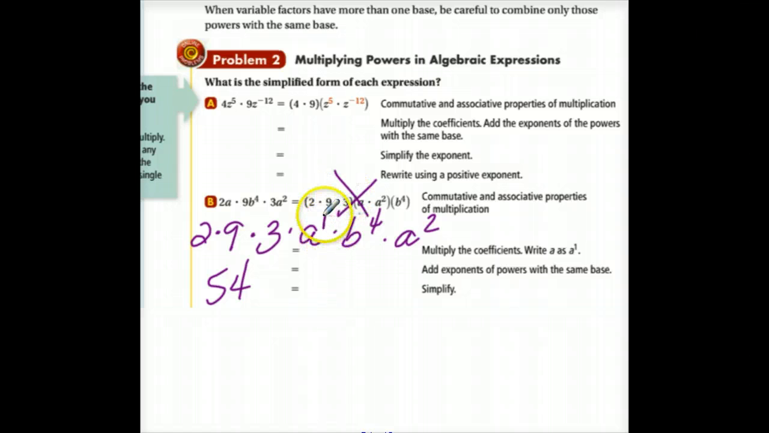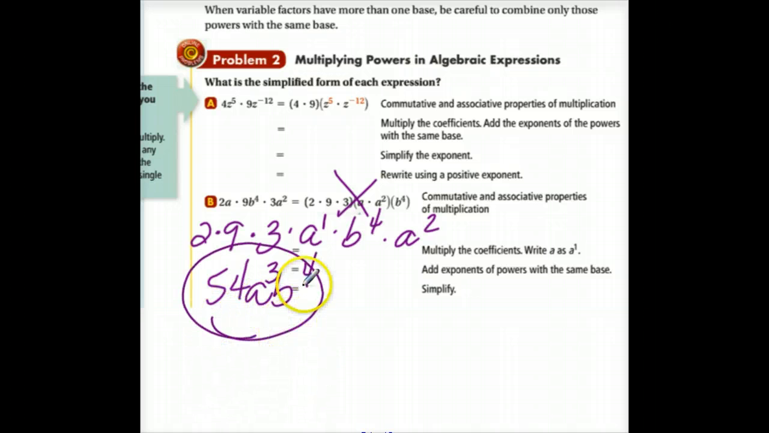A to the 1st power times a to the 2nd power, they have the same base, so I'm going to add the exponents. 2 plus 1 is 3. And b to the 4th just gets to hang out and come along. Final answer, 54, a to the 3rd power, b to the 4th.